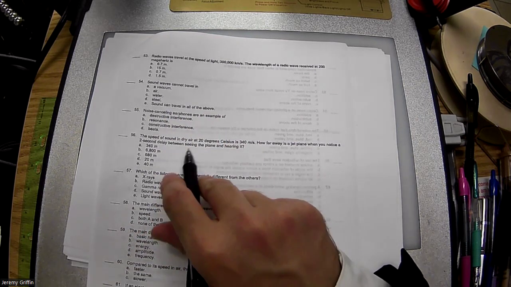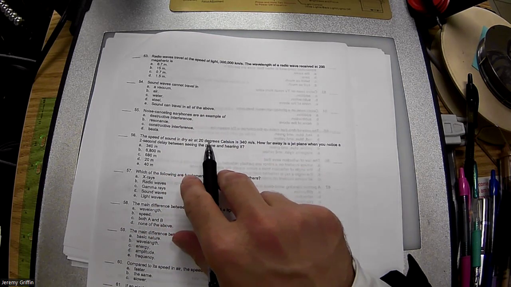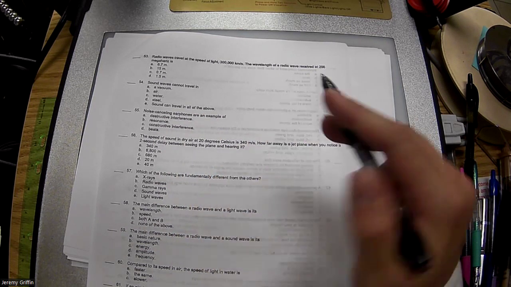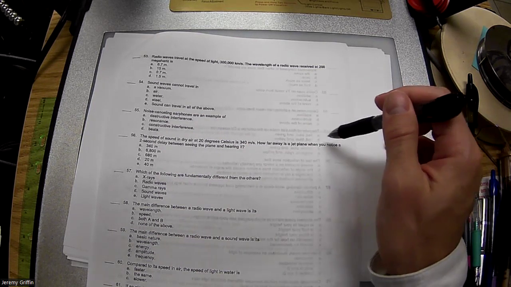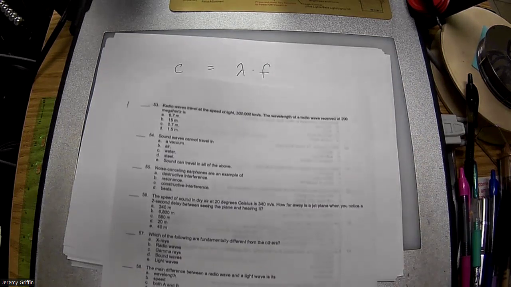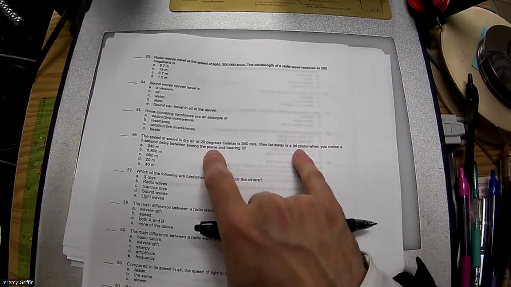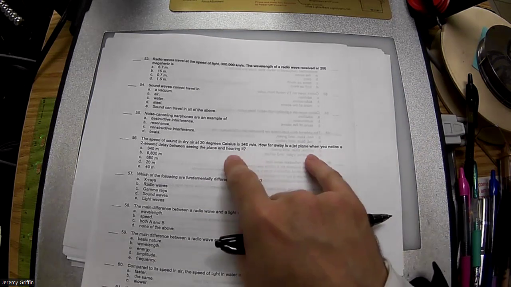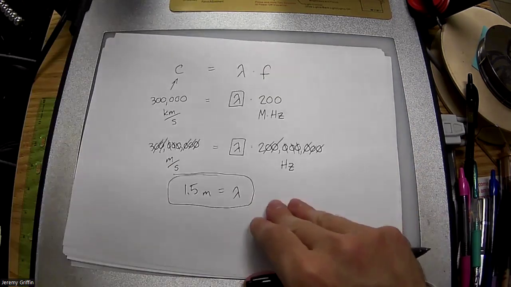The speed of sound in dry air at 20 degrees Celsius is 340 meters per second. Yeah, we were just using that number. How far away is a jet plane when you notice a 2-second delay between seeing the plane and hearing it? Or you could change the story and make it between lightning and thunder. Suppose you see a flash of lightning, then you count 2 seconds and you hear the thunder. How far away?